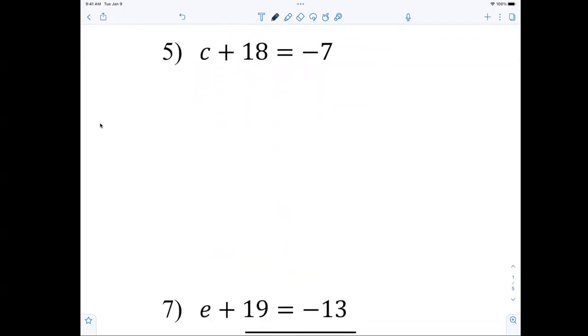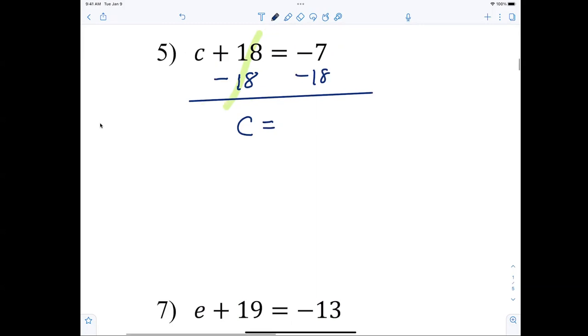So here we go. Number 5. So you ask yourself, how do I undo addition? So now everybody's going to put -18. Draw a line underneath it. What happens to +18 and the -18? They cancel. C equals, what's -7 and -18? -25. All right, that's what I'm expecting.